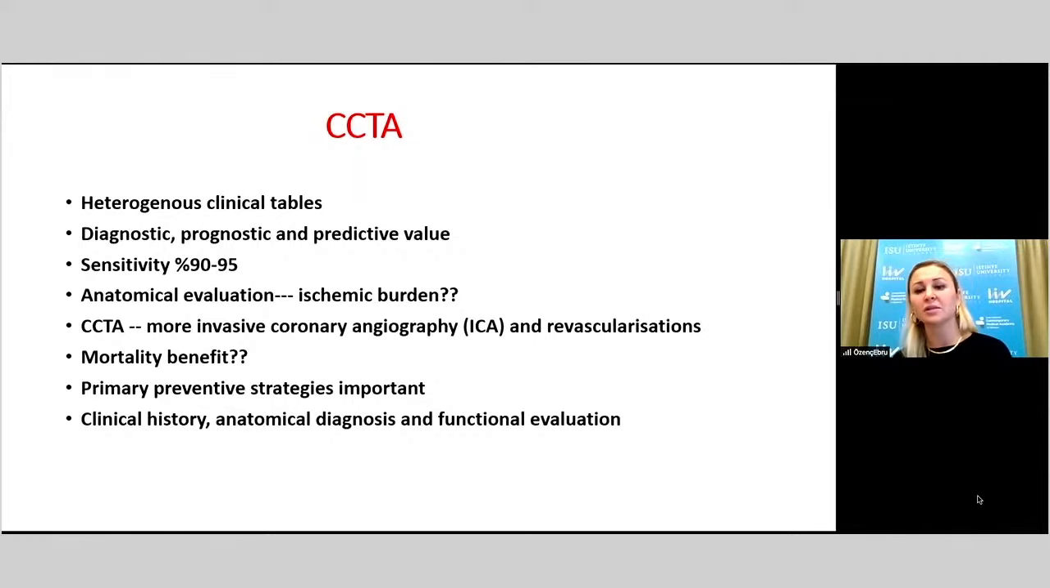Performances, and so revascularization, increased revascularization is seen. But does it provide us mortality benefits? There are some concerns about coronary angiography.